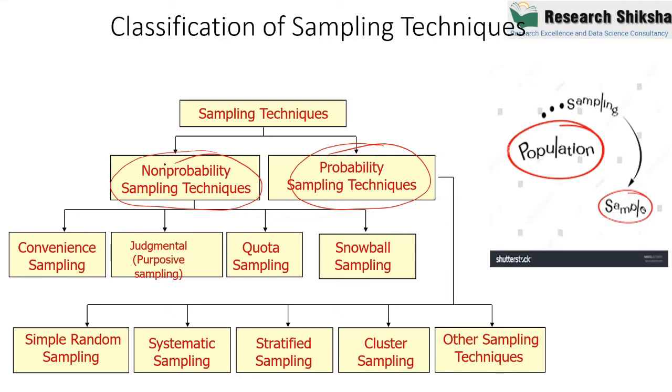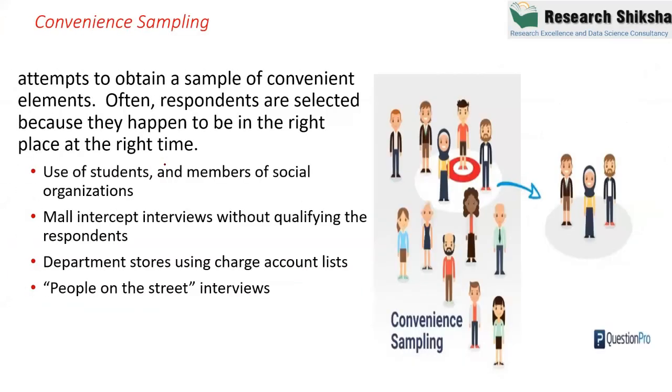So when the probability of each and every unit in the target population to be part of the sample is equal, this method is called the probability sampling technique. And when the chances of different people are different, so the chances of some to be part of the sample are high, and the chances of some are low, this is called non-probability sampling. Now we are going to discuss the different types of probability sampling and non-probability sampling. Let's start with non-probability sampling.